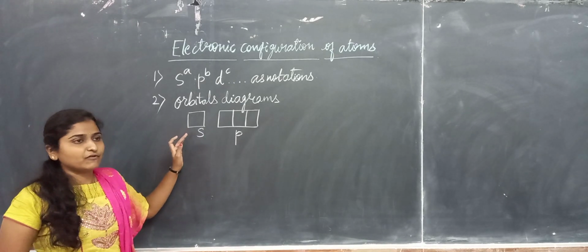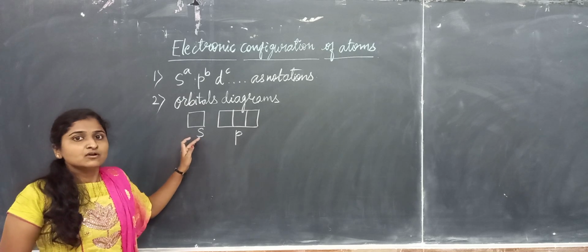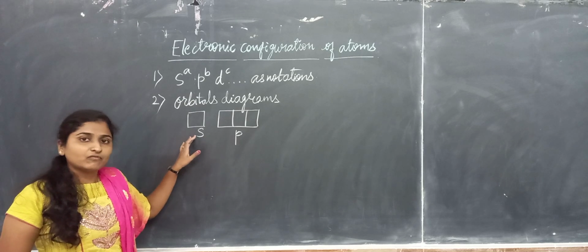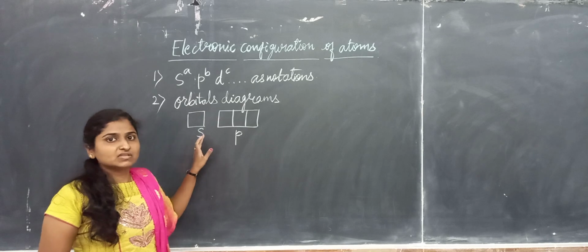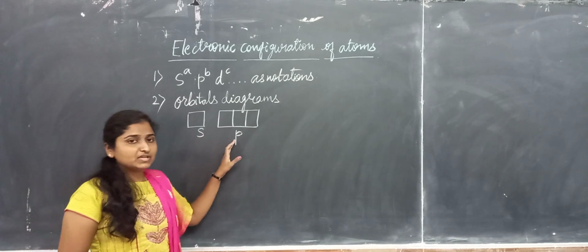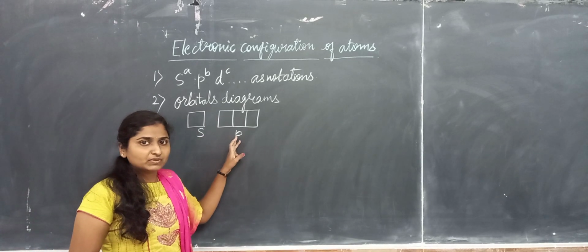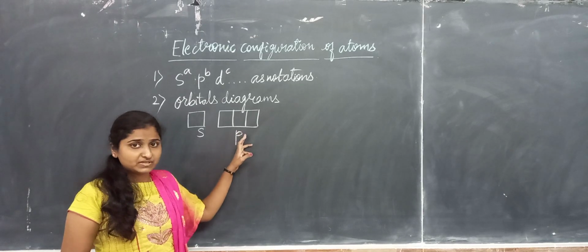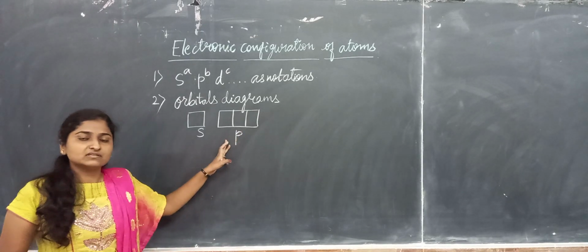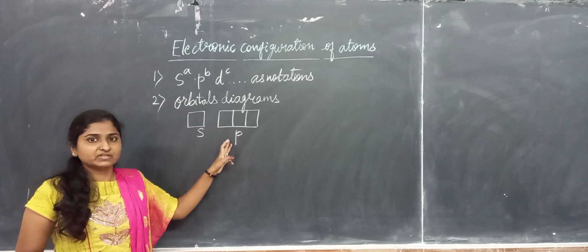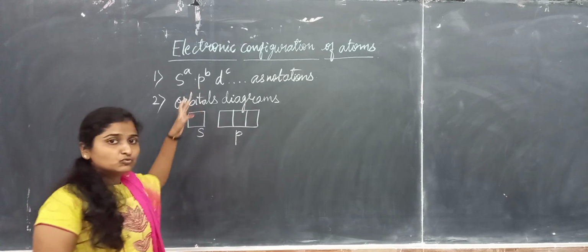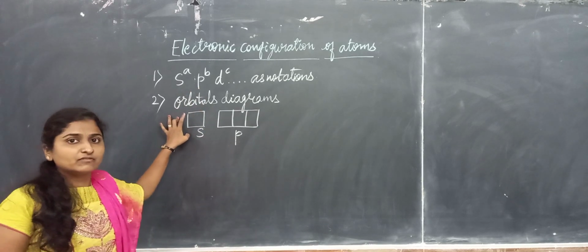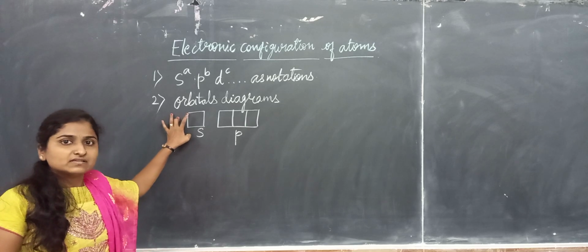For example, for the s subshell we know that there is only one orbital, so that one orbital will be represented with a single box. Whereas in the p subshell we know that there are three orbitals, that is px, py and pz, so those three orbitals will be represented in the form of three boxes. So these are the two ways to represent the electronic configuration of various atoms.